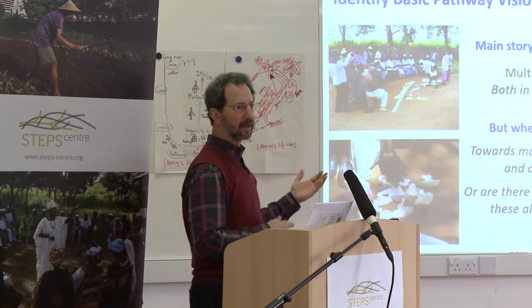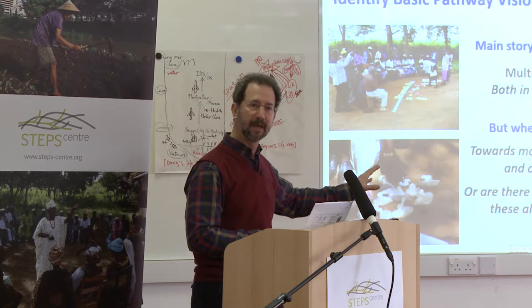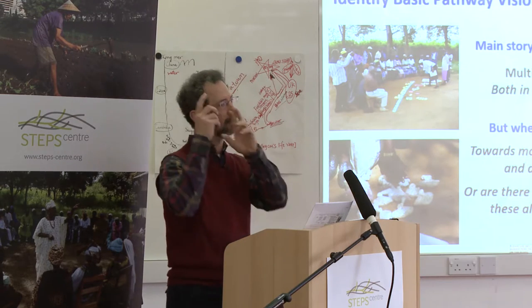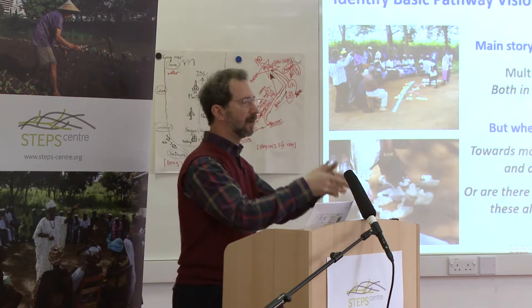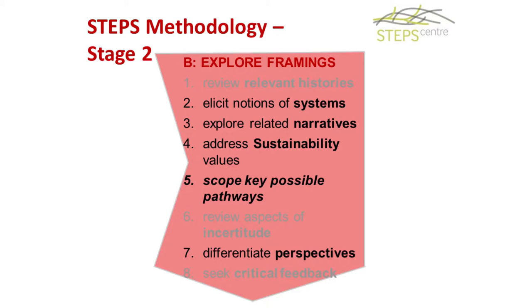The question we were asking ourselves, though, is where is all this leading? Is it towards more resilient livelihoods, more diverse agri-food systems, or are there constraints, serious obstacles, blockages, hindrances to pursuing those alternative pathways? And if so, what are they, and how do we get beyond those? What's it going to take from a policy perspective, from a research perspective, from a developmental perspective? So that was stage one.